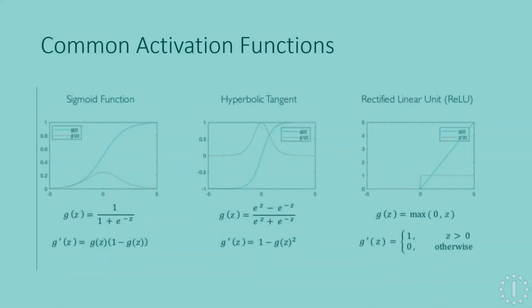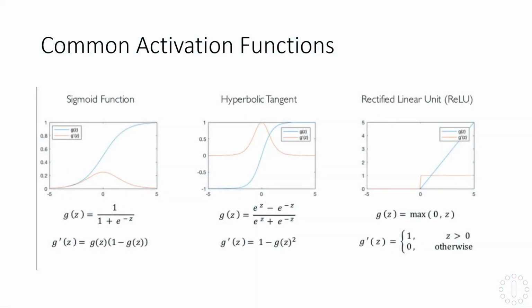We saw that in order to be able to make predictions for complex data, we need to use some nonlinear activation function. Some examples of commonly used activation functions in neural networks are given on this slide here. First, we're going to look at the sigmoid function. So the sigmoid function is this blue line here in this graph, and this is what it does.